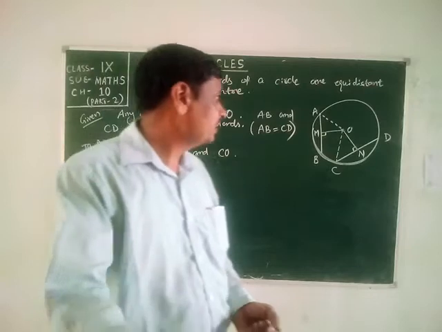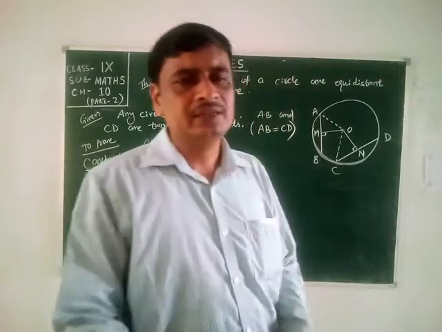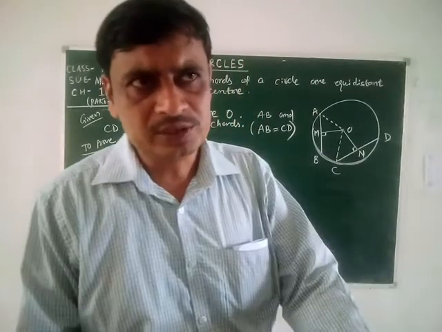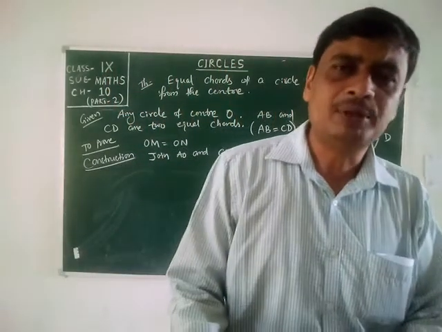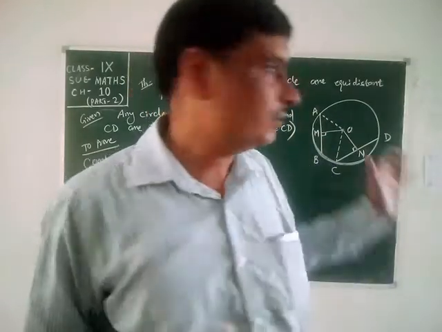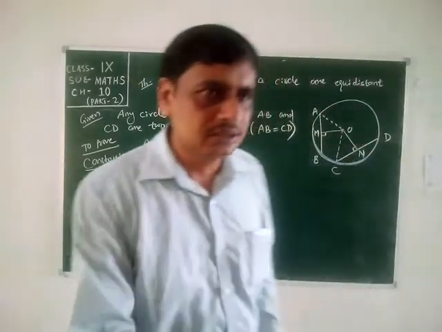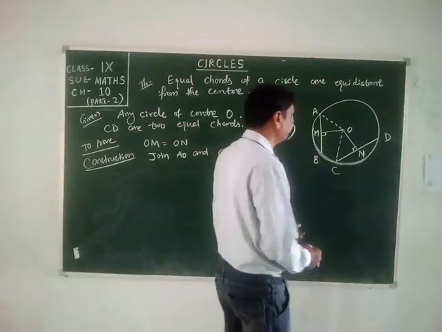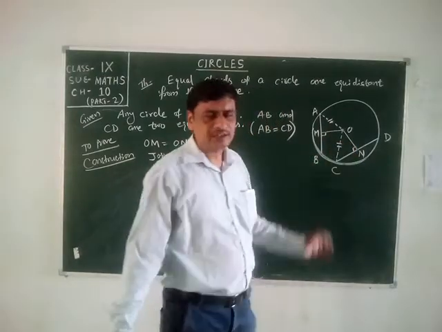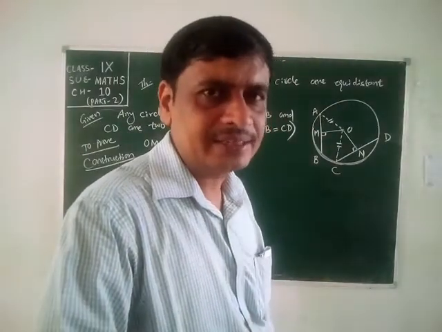So how to make both the triangles AOM and CON congruent? For making congruent, we have to follow the rules of congruency. There are 5 rules of congruency. According to the information we have here, we have to follow that rule. This AO and CO both are radius of the same circle, so we can take AO and CO as equal.